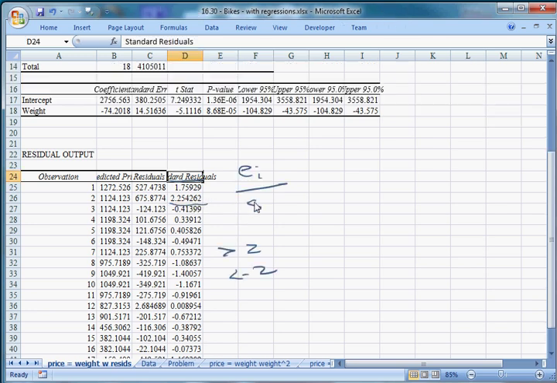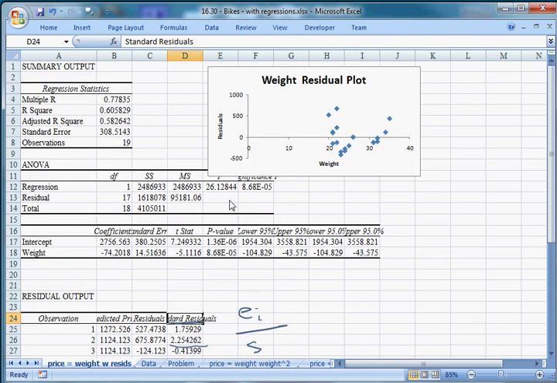So let me show you the residual plot. Let's go back up here. So here we see we only have one variable. This is actually a simple regression. Our explanatory variable is weight, and these are our residuals. Excel doesn't automatically create the standard residual plot. That can be handy to do. Let me show you how to do that if you want to.